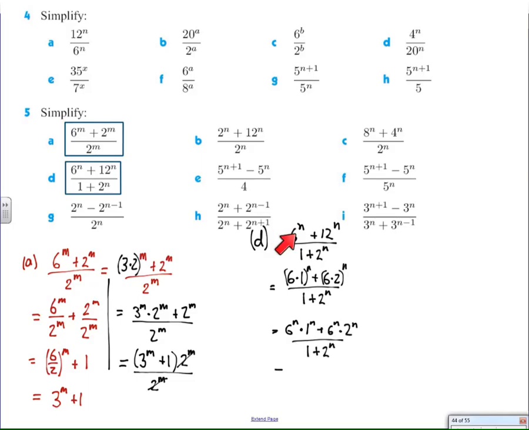and then I'm going to acknowledge 6 to the n and 6 to the n are common factors in the numerator. So I'm going to take out the 6 to the n, show it a good time, divide that by 1 over 2 to the n, and boosh, I get 6 to the n as a final result. This is a fascinating outcome. 6 to the n doesn't look anything like 6 to the n plus 12 to the n over 1 plus 2 to the n, but in fact they are the same.